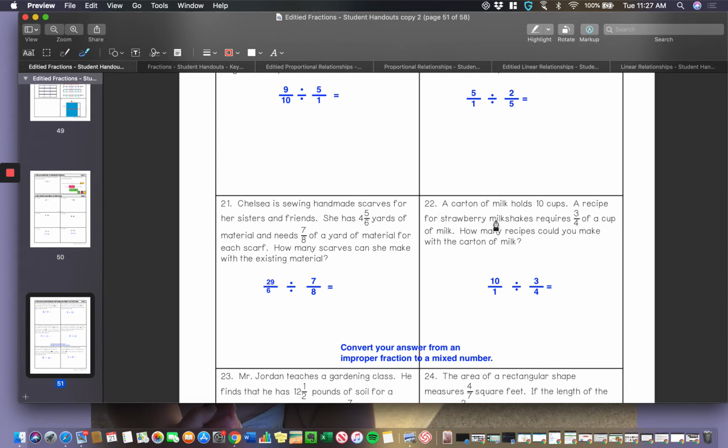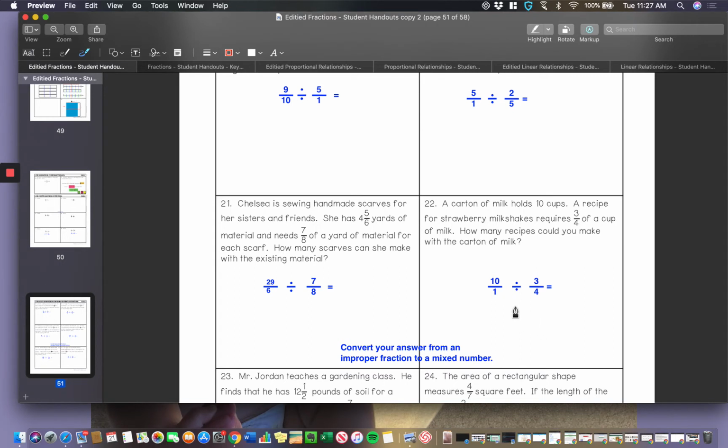For number 22, a carton of milk holds 10 cups. A recipe for strawberry milkshakes requires 3/4 of a cup of milk. How many recipes can you make with a carton of milk? Again, very, very similar to the problem in number 11, another real-world example.